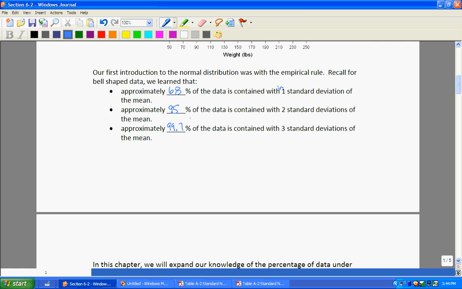Now be careful that you don't confuse what's going on with the normal distribution with Chebyshev. Chebyshev is just telling us the amount of data between two values for any shaped data. So it can be bell-shaped, it can be skewed negatively, skewed positively, it can have any shape. And Chebyshev is giving us kind of a broader range of how much data is included between two values. But with the empirical rule, we're specifically talking about data that has a nice bell-shaped curve.